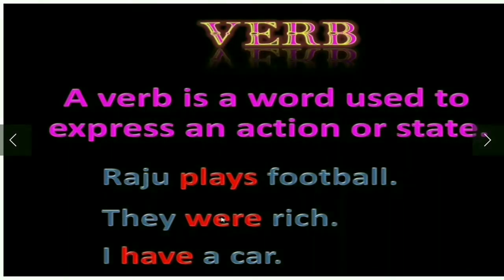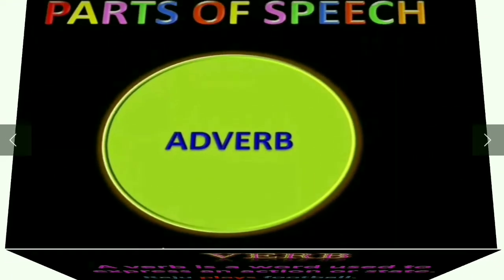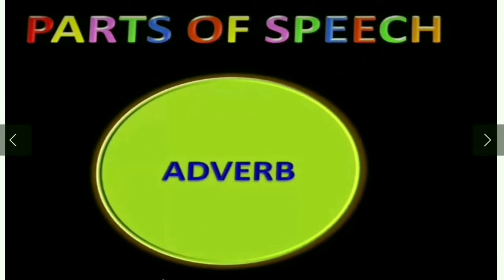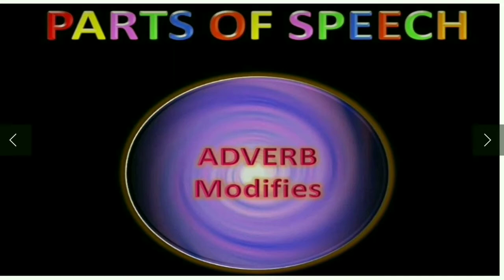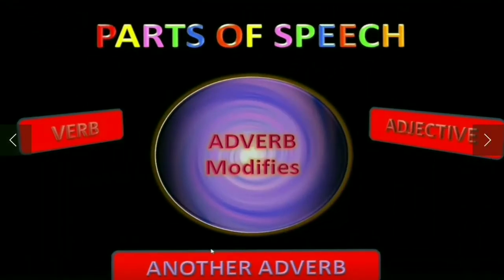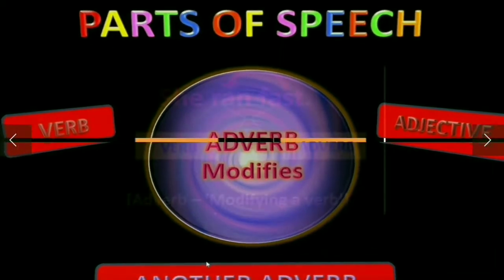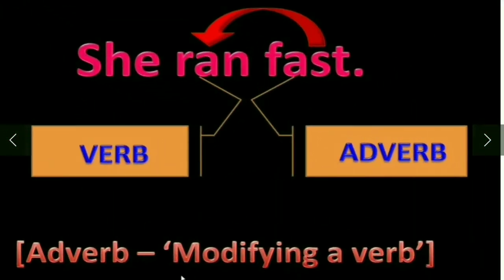Now let's know about our fifth parts of speech, that is adverb. Can you tell me what is an adverb? Yes, an adverb is a modifier. It modifies what? It modifies a verb or an adjective or another adverb. So let's try to understand about this one by one with the help of the examples.